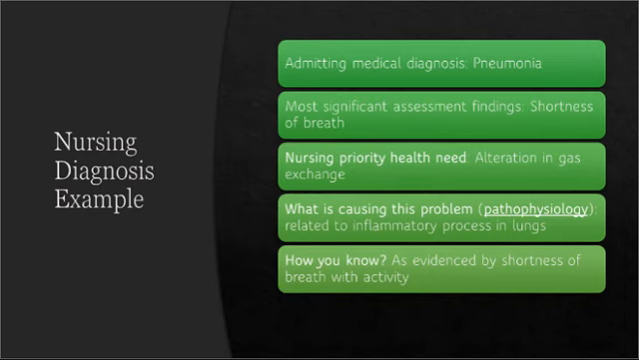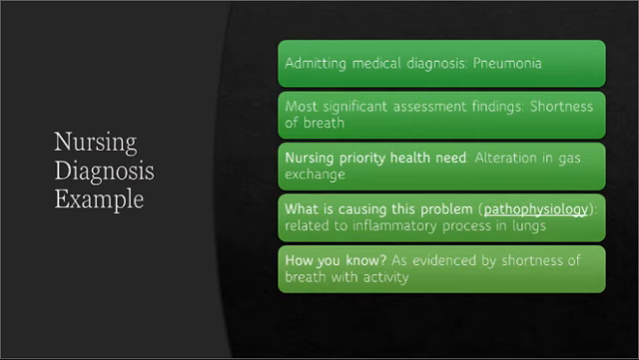Okay, so for an example, I decided to break one up here on pneumonia. Nursing diagnosis example: the admitting medical diagnosis is pneumonia. The most significant assessment finding you find is their shortness of breath. So your nursing priority health need is alteration in gas exchange. What is causing this problem? That's the pathophysiology. It's related to the inflammatory process in the lungs. How do you know? As evidenced by shortness of breath with activity.